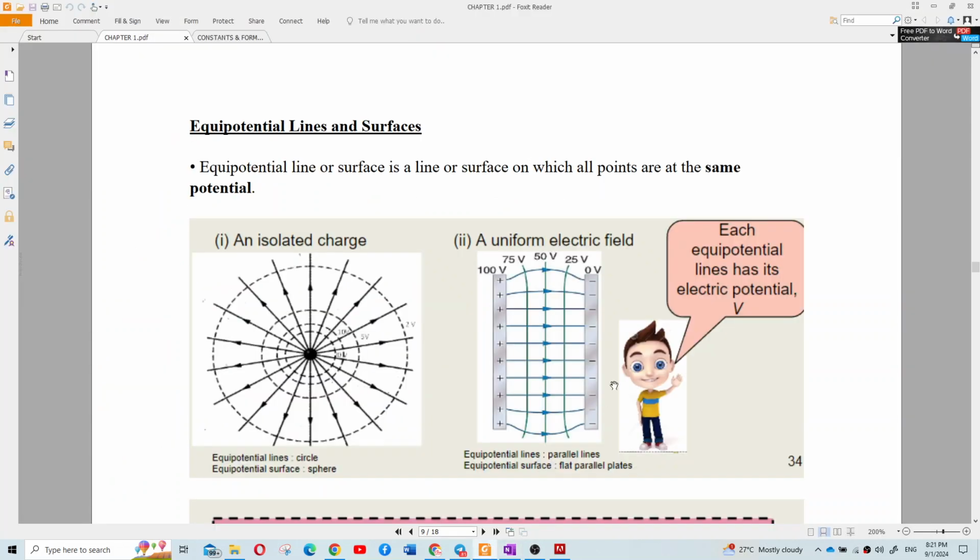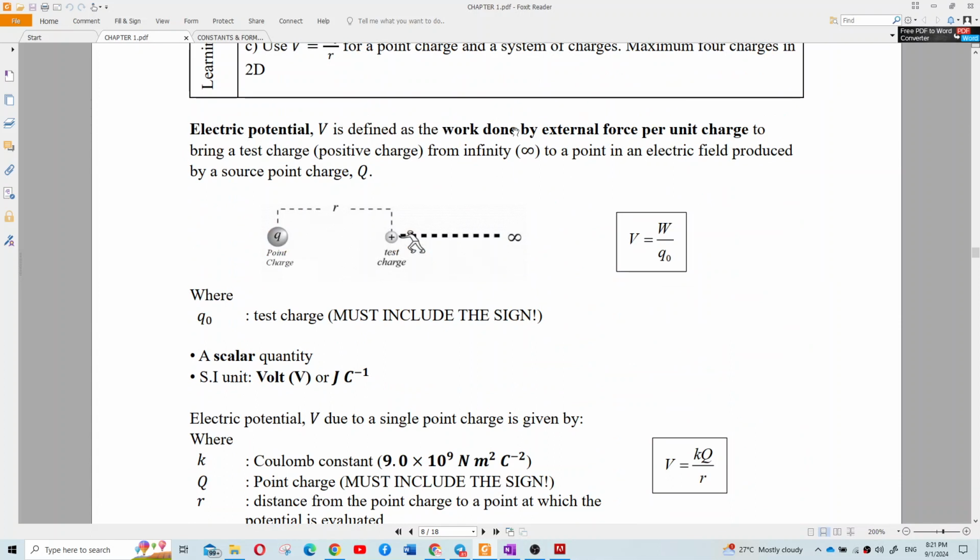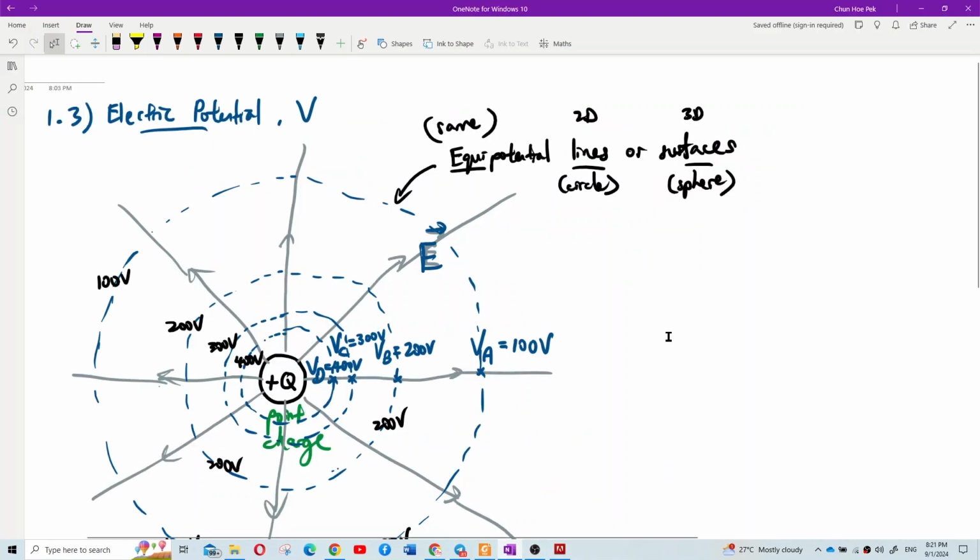Okay, looking at the notes, potential is work done per charge. Work done to bring a charge, work done per unit charge. That means work done per charge. So for 100 volt, I put it this way: potential VA is 100 volt.